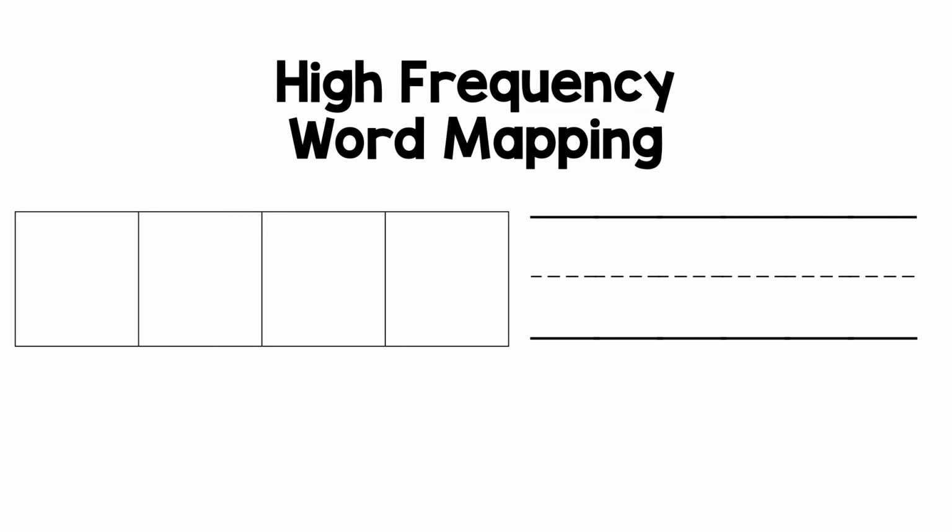We are now going to map today's high frequency word. Today's word is that. Let's tap the sounds in the word that. /th/, /a/, /t/. Correct. I hear 3 sounds in the word that. /th/, /a/, /t/. Because I hear 3 sounds, I'm going to highlight 3 boxes.